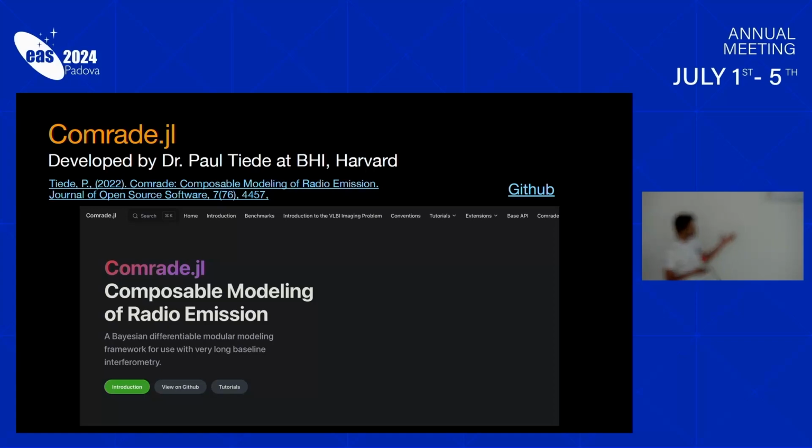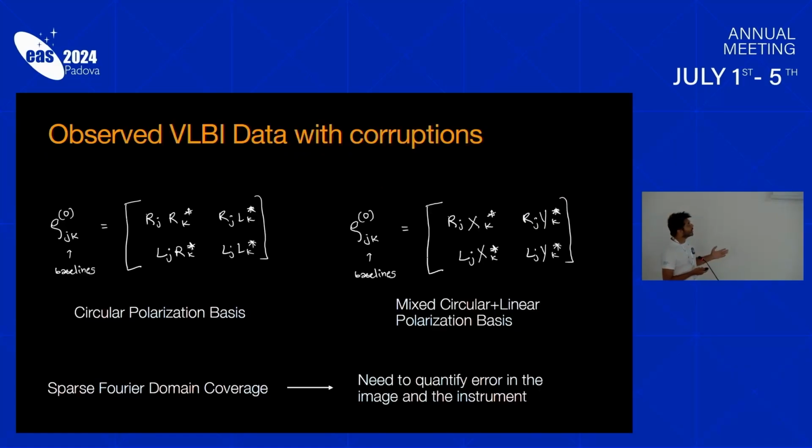This is being developed by Paul Tiede, who is at BHI Harvard. And this is now very well documented software, which has a link to GitHub here, and also has a JOSS paper, so you can check it out. I'm more of a big fan and user of this software, and I'm going to show what kind of use case I like to do with it.